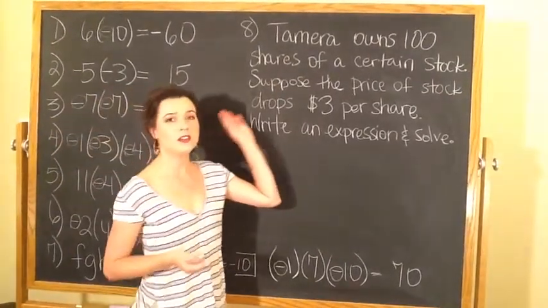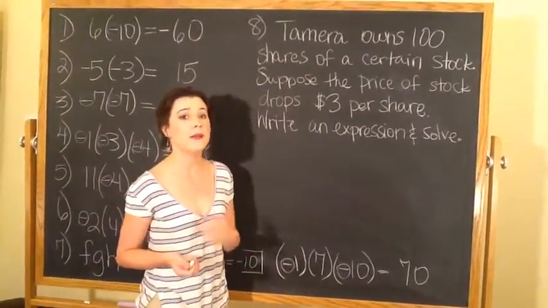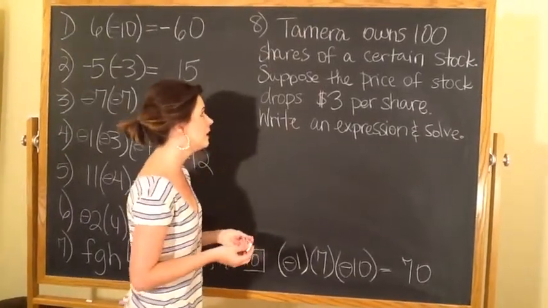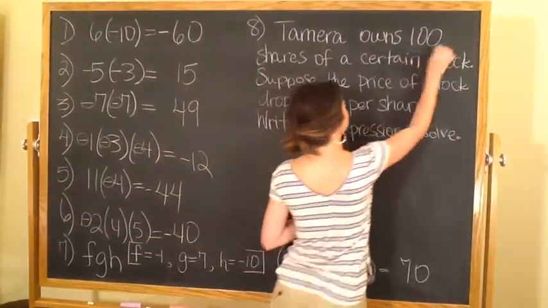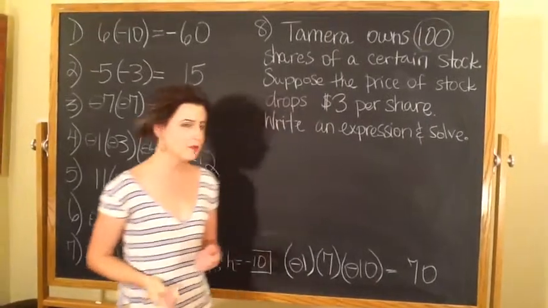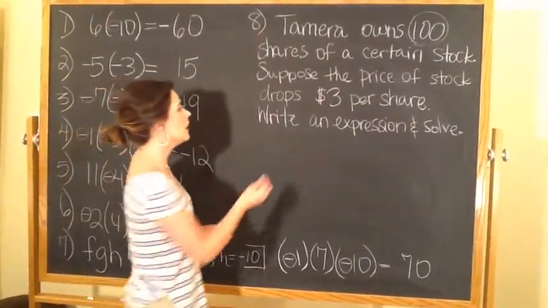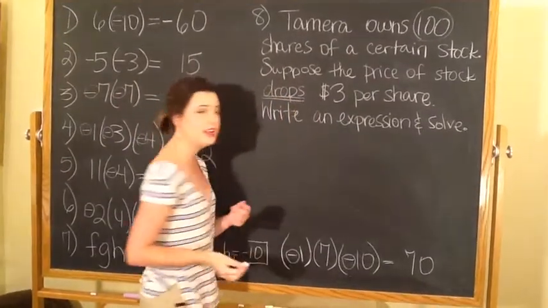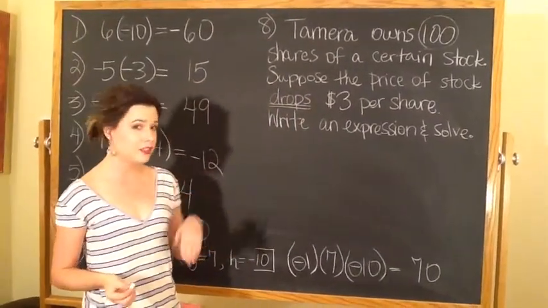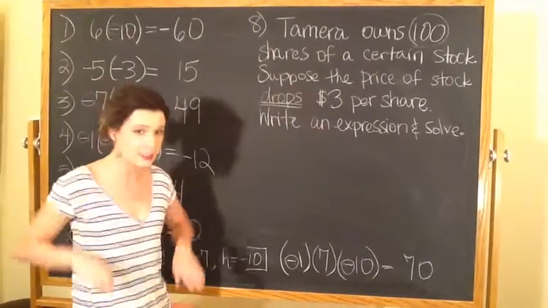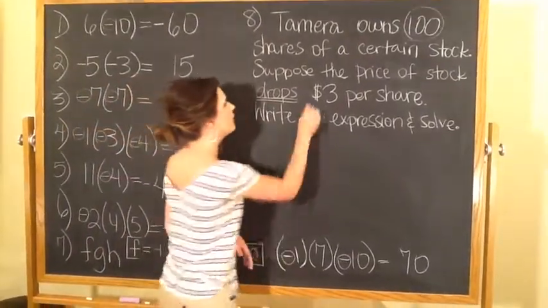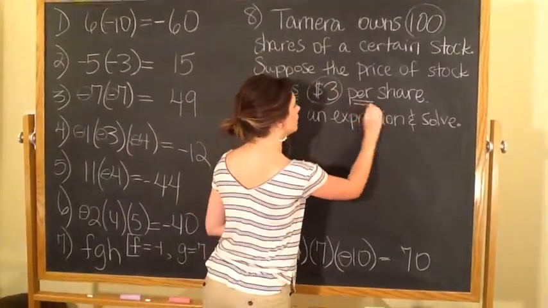Okay, so we did our first step by reading our problem. Now let's go ahead and pick out some important information. So I see that she owns 100 shares. So that's an important part. She owns 100 shares of stock. And suppose the price of stock drops. When I hear the word drops, I'm kind of thinking that there's going to be a negative number in there somewhere because something's going down. And then we have $3 per share.